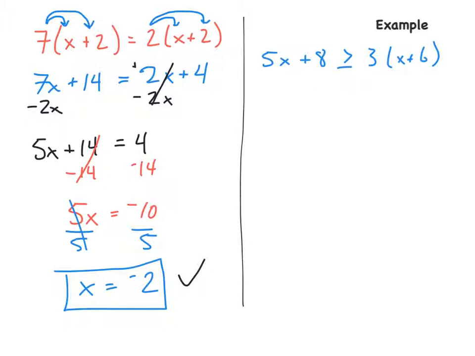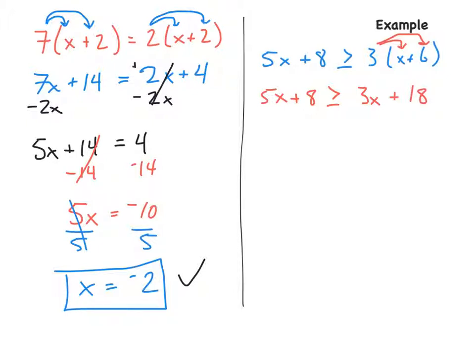Now the next one over to the right, we have 5x plus 8 is greater than or equal to 3 times the quantity of x plus 6. So we must simplify 3 times the quantity of x plus 6. The left side is already simplified. So we must do the distributive property. Let's rewrite everything. So we have 5x plus 8 is greater than or equal to, now what is 3 times x? 3x plus 3 times 6, which is 18.